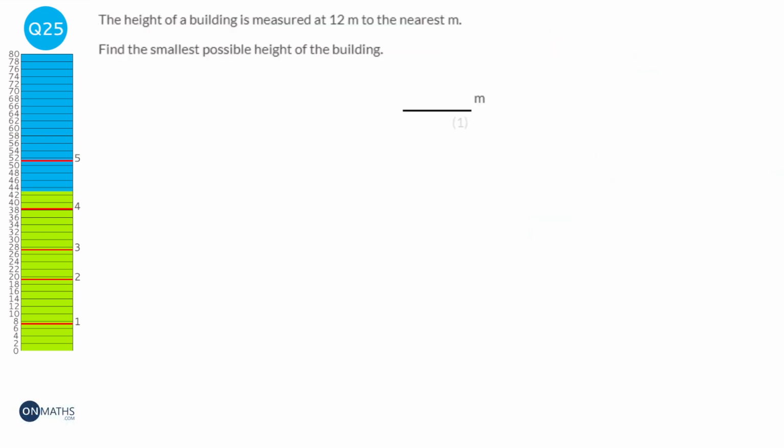To answer this question, I'm going to do a quick number line. And I'm going to put the 12 metres on my number line. And I'm going to think what the next number down would be that it could have rounded to. Well, it's 10 to the nearest metre. So the next number it could have rounded to is 11.